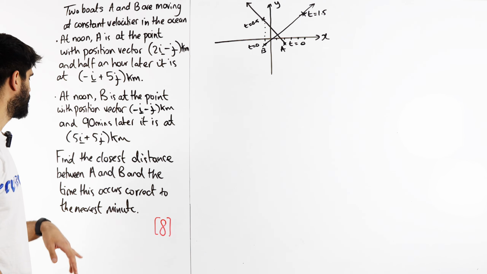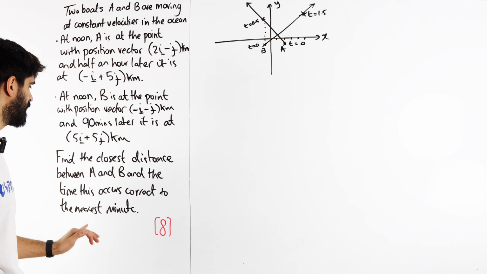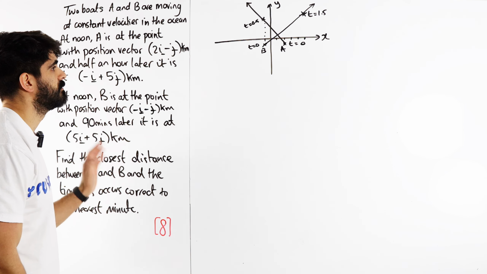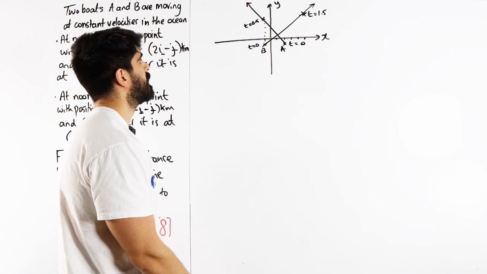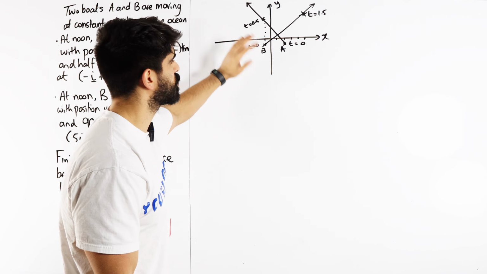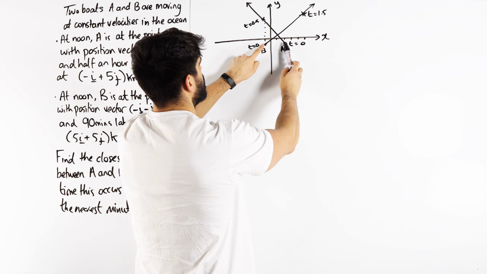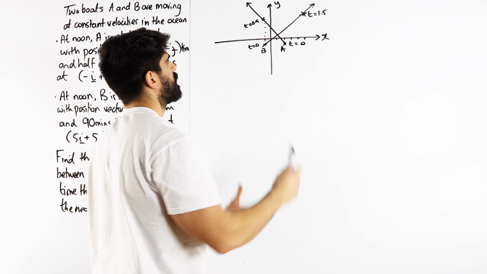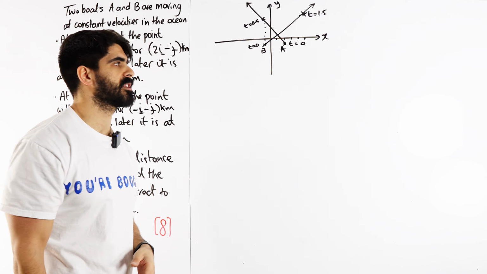The question is saying, find the closest distance between A and B and the time this occurs, to the nearest minute. The closest distance, I've just made it up. That's not really the main point of the question. Now, a lot of students would draw this and say, isn't it 0? No, because they're traveling at different speeds, so they don't intercept each other. They don't crash into each other. One might be going super fast and one super slow, and we're trying to find out when they are closest together. So for this, we're going to have to work out their general displacement.